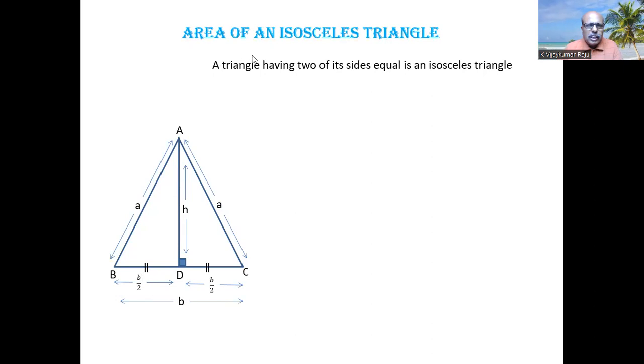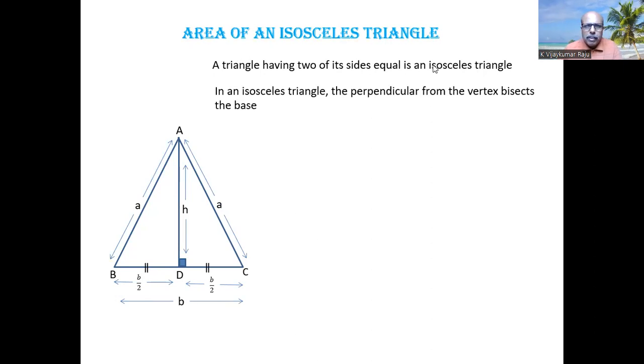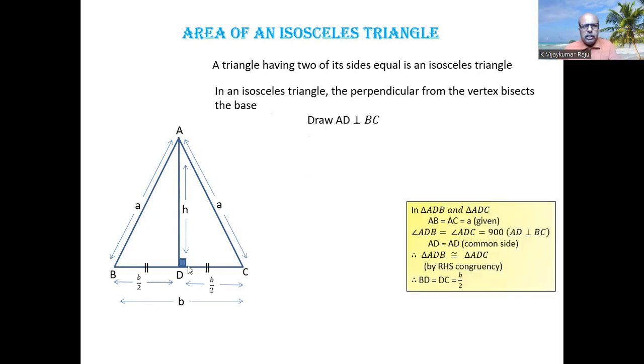So a triangle having two of its sides equal is an isosceles triangle. In an isosceles triangle, the perpendicular from the vertex bisects the base. This is a perpendicular from this vertex. It bisects the base. Okay, let us try to prove this. So first draw AD perpendicular to BC. When you draw AD perpendicular to BC, you have these two triangles, ADB and ADC.